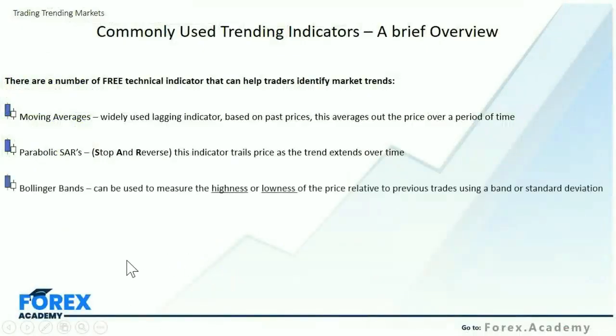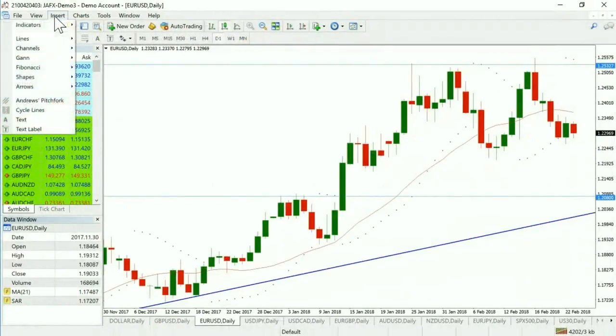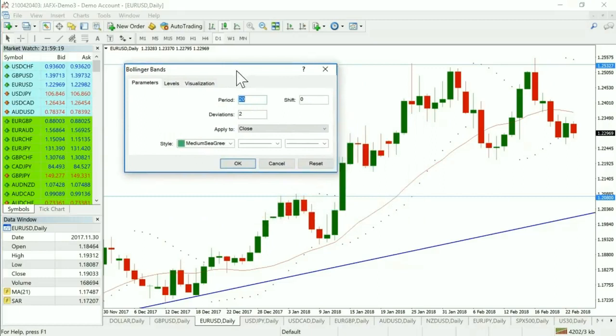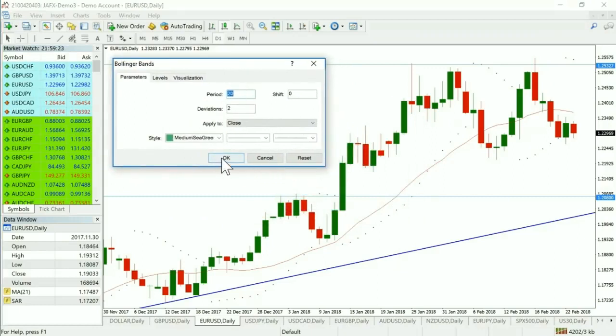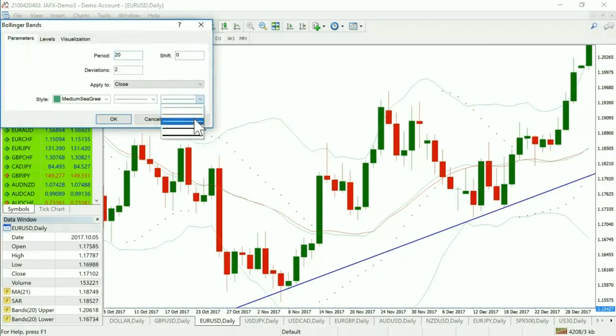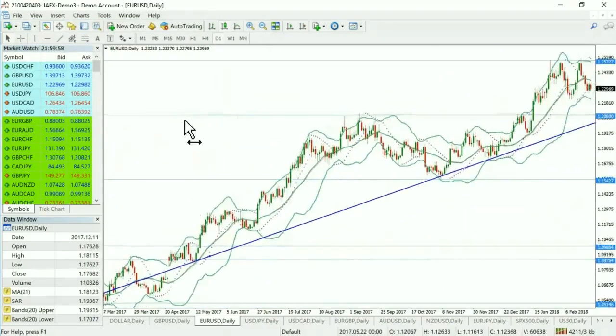Okay, so moving on then to the next one, which is a Bollinger Band. This can be used to measure what's called the highness or the lowness of the price relative to previous trades using a band or a standard deviation. So for this, I'm going to show you the bands. Again, I'm going to overlay this particular chart, we'll scroll down to trend. So we'll overlay this particular indicator up on the screen now, and work with the default parameters for this indicator. I just want to make this line a bit more prominent, just so we can see. So this is the bands, and I'll zoom out a little bit so you can see.